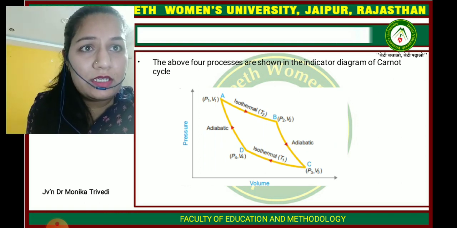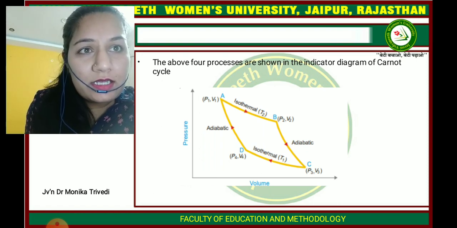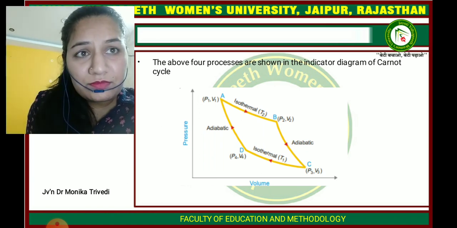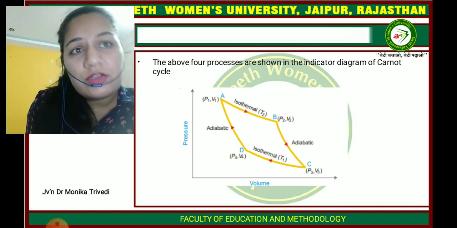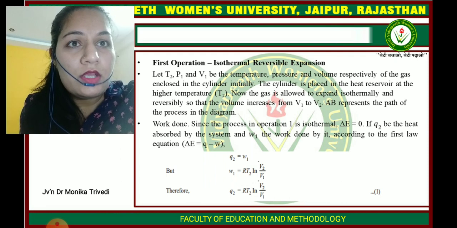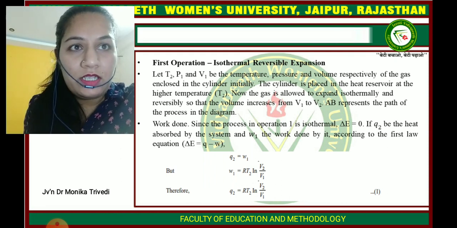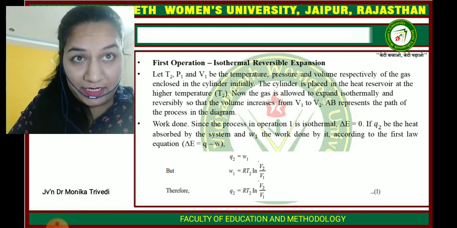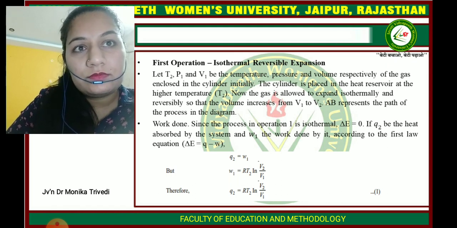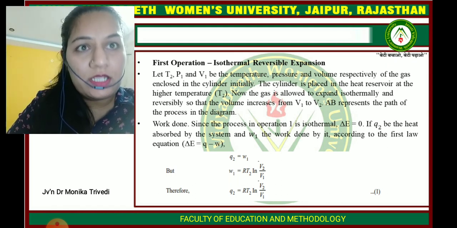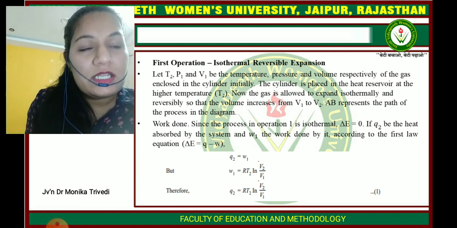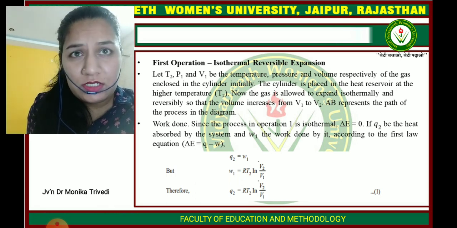The curve AB represents the isothermal process, curve BC represents the adiabatic process, curve CD represents the isothermal process, and curve DA represents the adiabatic process. So for the first process, the isothermal reversible expansion, T2 is the temperature, and P1 and V1 are the pressure and volume. Let T2, P1 and V1 be the temperature, pressure and volume respectively of the gas which is enclosed in a cylinder.